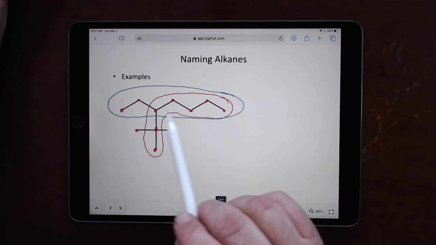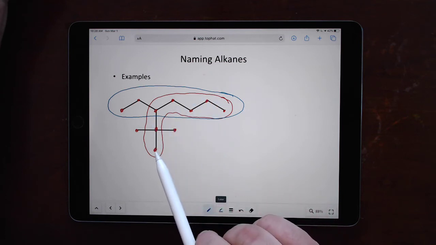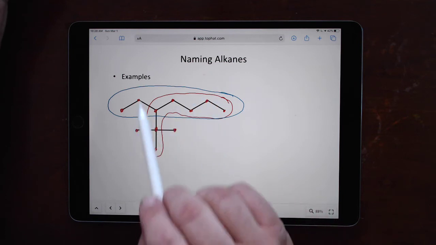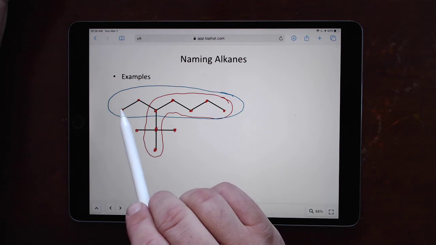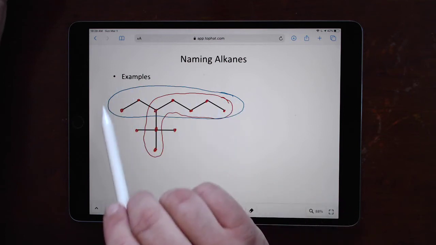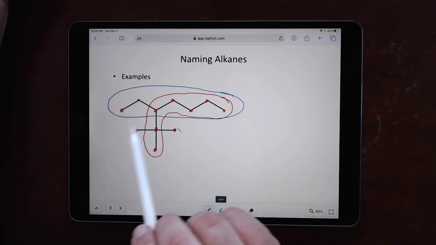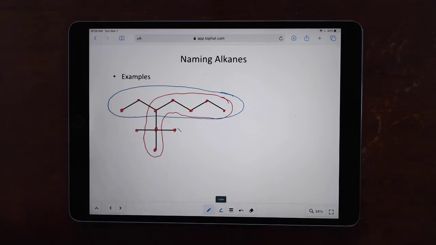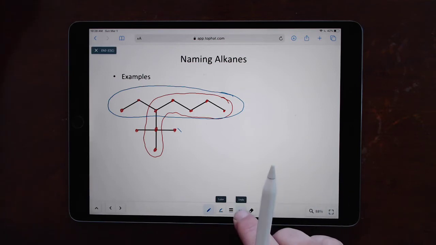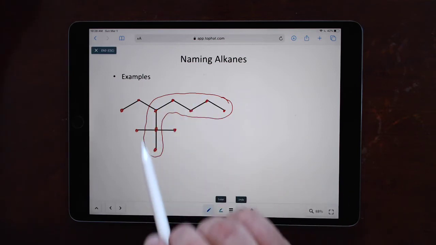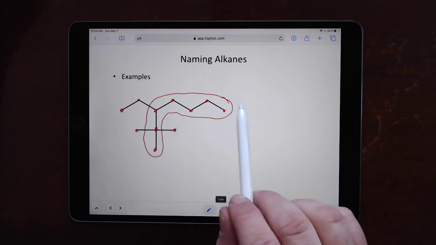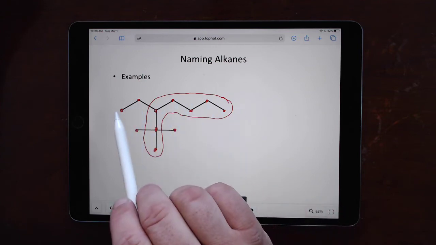Okay? If we do the red, we're going to have methyl, methyl, ethyl as side chains. If we do the blue, all we're going to have is this one giant group here. IUPAC says we'd rather have more smaller side chains than one big side chain. Okay? So what we're going to need to do is use this guy here. So we have methyl, methyl, ethyl.